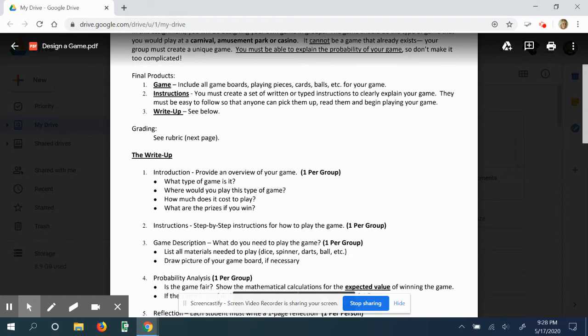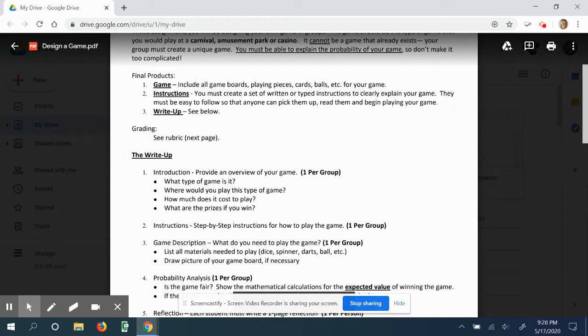Now, what you're going to have to do is have a game board. I understand since this is a digital assignment, you might not really make the board, and that's totally fine. But a good elaborate picture of it might be really good. You might need game pieces, different things like that. You'll have to include what you would have needed, okay?